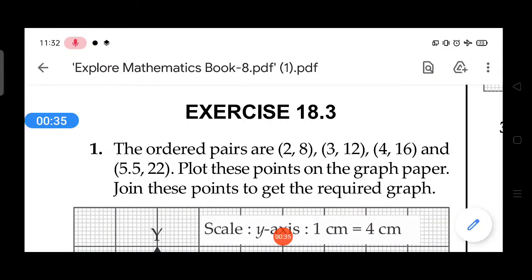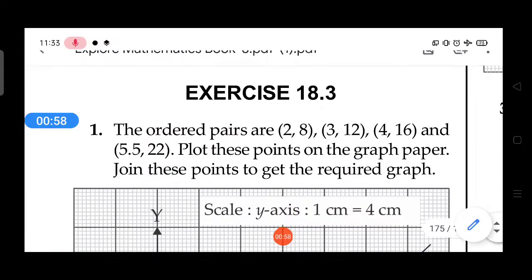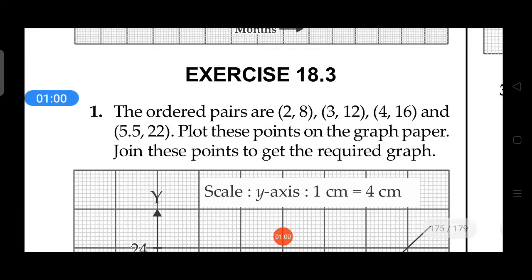So here exercise 18.3 in your textbook page number 321. First question is, draw the graph for the following. In that one table is given, the side of square in centimeter and the perimeter in centimeter. The side of square is given as 2, 3, 4, 5.5, and perimeter in centimeter is given as 8, 12, 16, 22. And is it a linear graph or not, that answer we have to give.